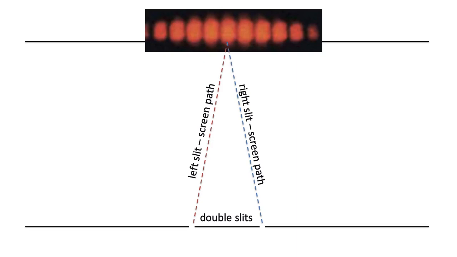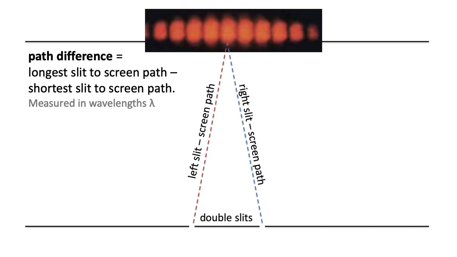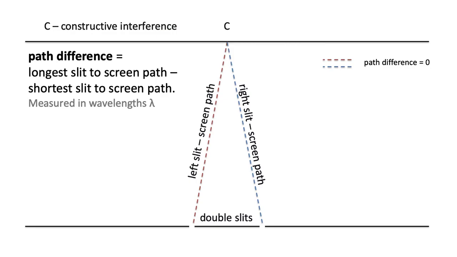Now we measure the length of these two paths using a concept called the path difference, because we're not so interested in their actual lengths, we're interested in how they compare to each other. And rather than use units of meters or centimeters or whatever, we're going to use units of wavelengths. So how many complete wavelengths is the right slit to screen path? How many wavelengths, complete or fraction of a wavelength, is the left slit to screen path? And then if we subtract one from the other, what do we get? And in the situation we've just drawn here, we get 0. We get a path difference of 0 because they're the same length.